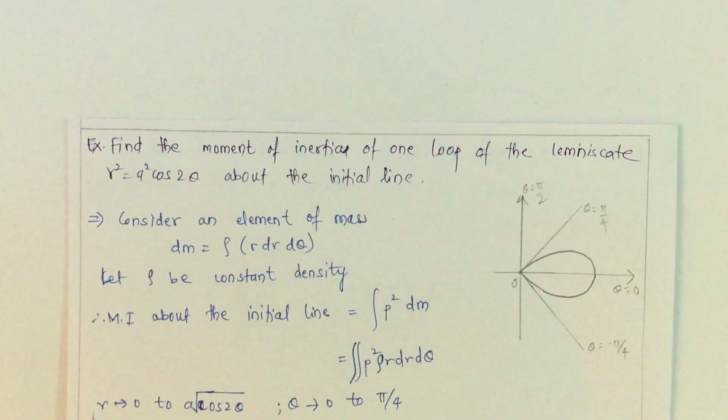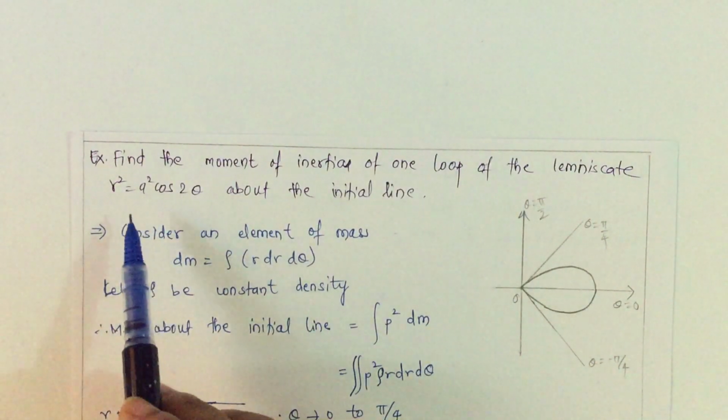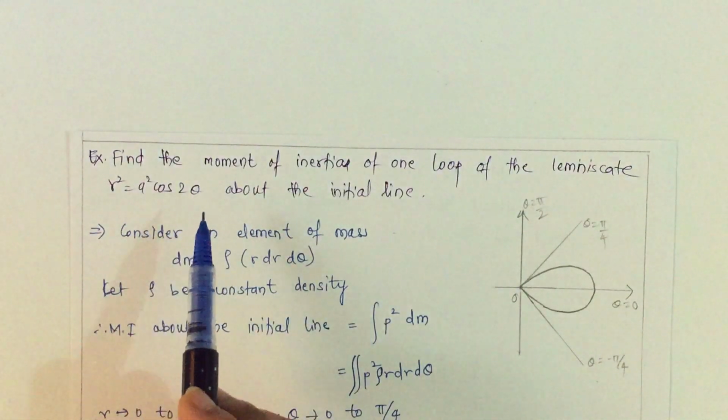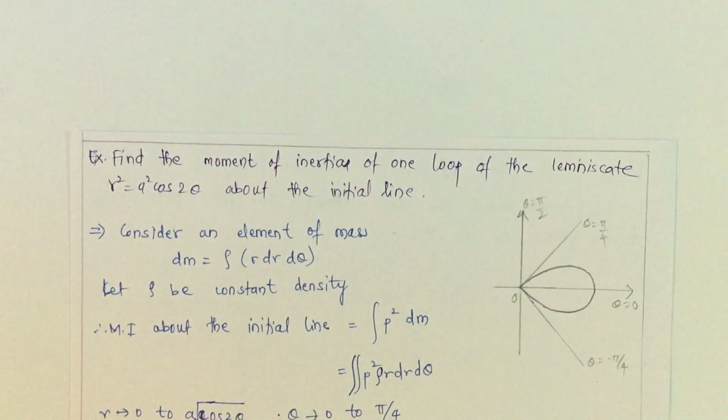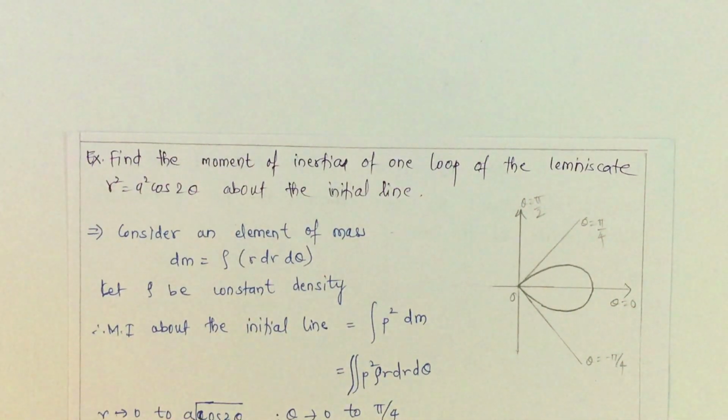Next, you are asked to find the moment of inertia of one loop of the lemniscate. The lemniscate is given as r square equal to a square cos 2 theta about the initial line. The initial line is nothing but theta equal to 0. So about the initial line we have to find it.